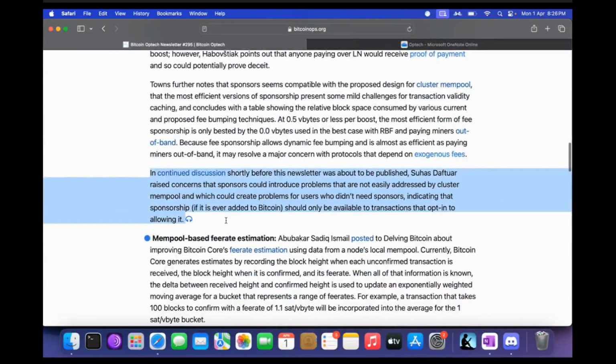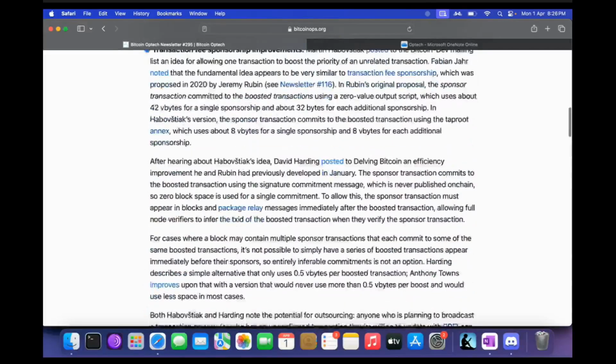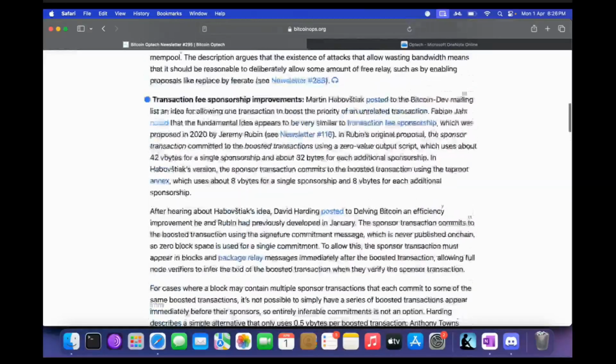In continued discussion, shortly before this newsletter was about to be published, Suhas Daftuar raised concerns that sponsors could introduce problems that are not easily addressed by cluster mempool and which could create problems for users who didn't need sponsors, indicating that sponsorship, if it is ever added to Bitcoin, should only be available to transactions that opt into allowing it. This was a big one, okay, and it contains a lot of different proposals, okay.